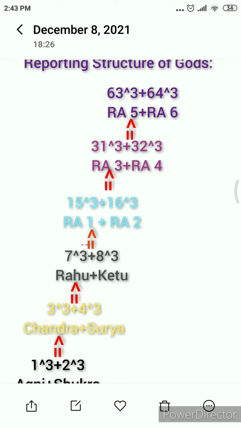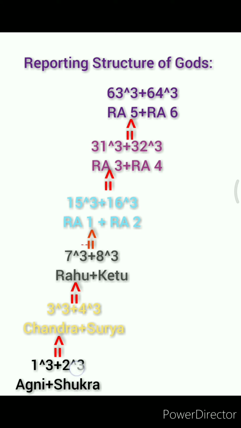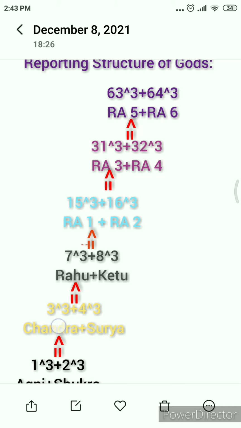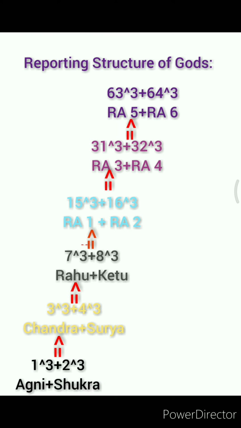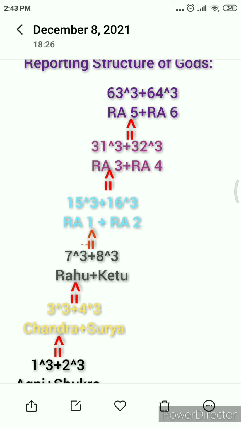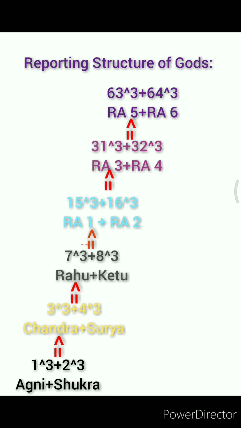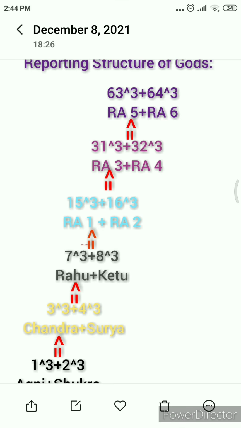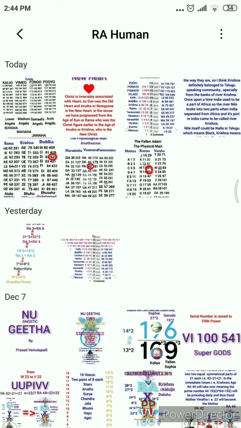new chart. So 1 cube Agni and 2 cube Shukra report to 3 cube Chandra, 3 cube Chandra and 4 cube Rama, the Surya, report to 7 cube Rahu, 7 cube Rahu and 8 cube Ketu report to 15 cube. For lack of proper nomenclature, I just named him Ra1, because from here this is the guy who is called the Ra.